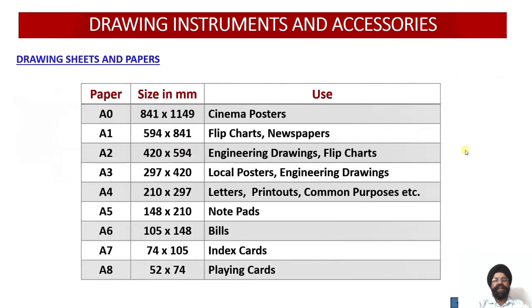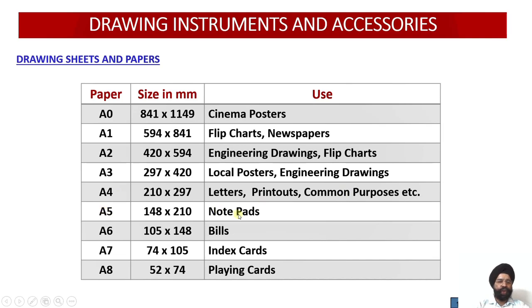And let us see what are the applications of the different sizes of sheets. If you are using A0 sheets, the common applications are posters. A1 sheets are usually used for flip charts as well as newspapers. A2, A3 and A4 sheets are used for engineering drawing. And A4 is the common standard sheet which is used for letters, printouts, and we are using it day in and day out for our xeroxing purposes.